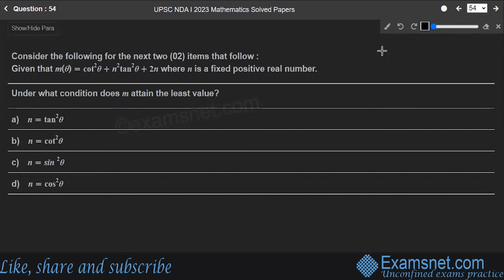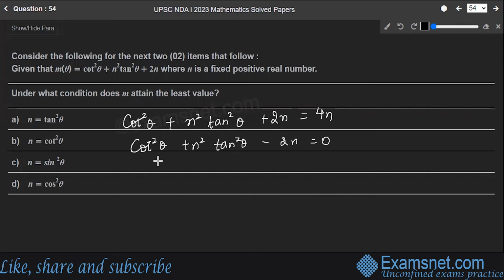Okay, so you know one thing, m is going to have the least value. m is cot square theta plus n square tan square theta plus 2n. The least value for this is 4n. So this can be written as cot square theta plus n square tan square theta minus 2n is equal to 0, right? Or this can be written as n square tan square theta minus 2n plus cot square theta is equal to 0. So let's find out the value of n using the quadratic formula.